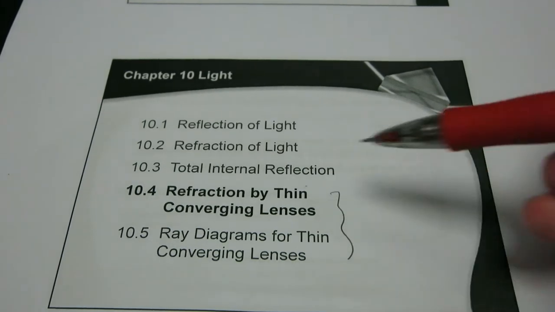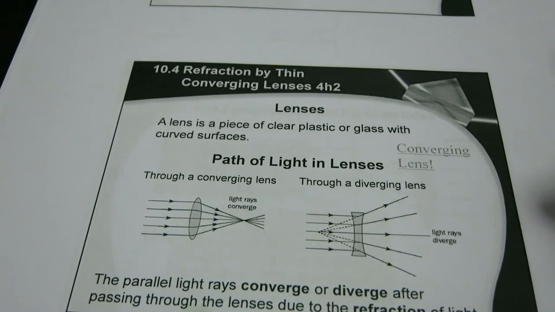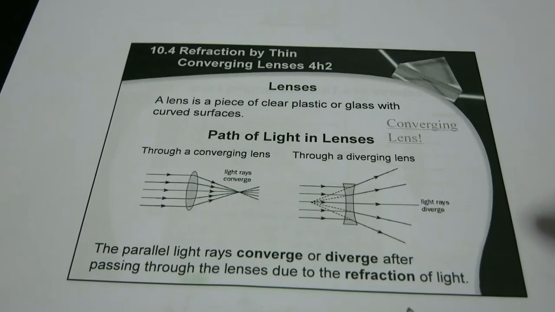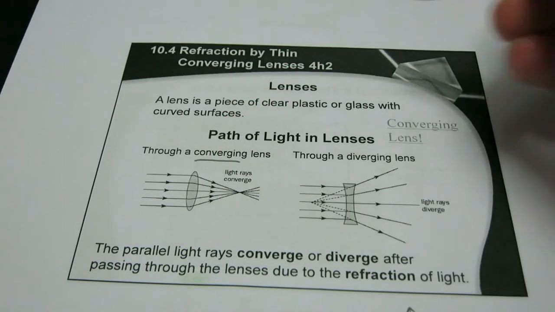Alright, the last two portions of the chapter we'll cover together. It's called Refraction by Thin Converging Lenses. We're going to be studying how lenses work, in specific only converging lenses.